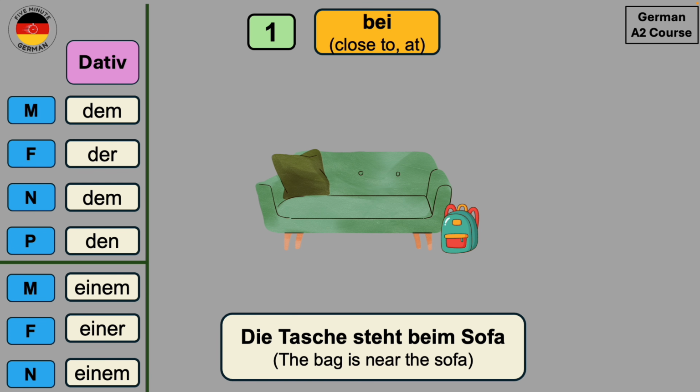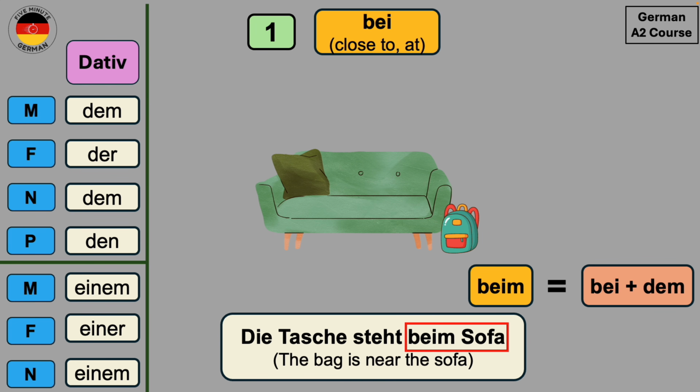So we can describe this by saying die Tasche steht beim Sofa. The bag is near the sofa. And beim over here is a combination of bei plus dem. And we have used dem over here because sofa is das Sofa, and the article for neutral in dative is dem.